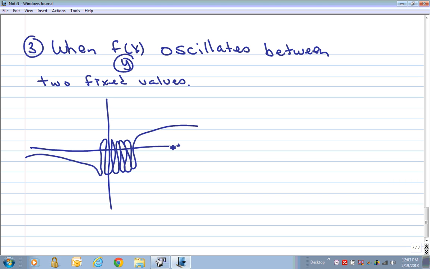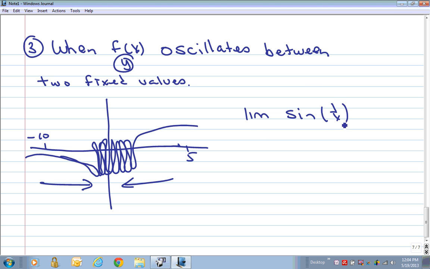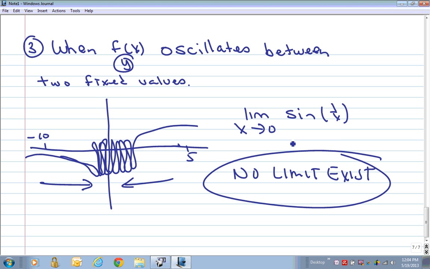Now, we would have a limit if x was approaching something like 5 or x was approaching like -10. But in the middle, as x approaches 0, our y values are oscillating. So the limit, in this case, for the sine graph of 1 over x, as x approaches 0, no limit exists. Okay. Let's go on to the third thing I want to talk about, and that is identifying limits through direct substitution.